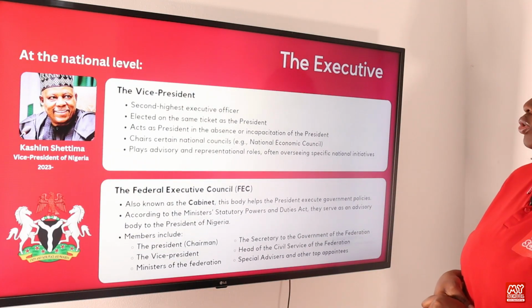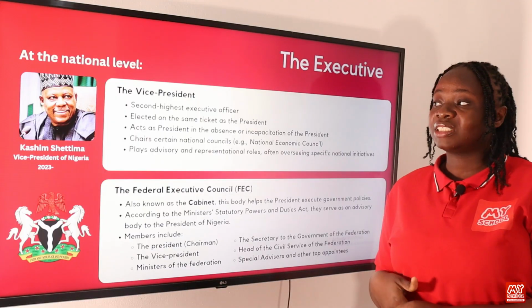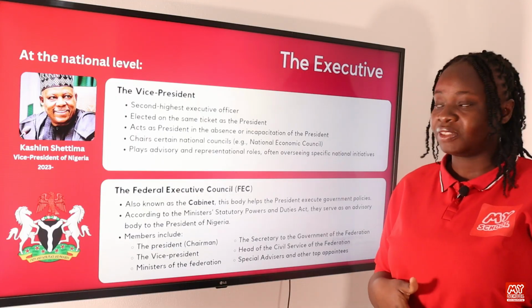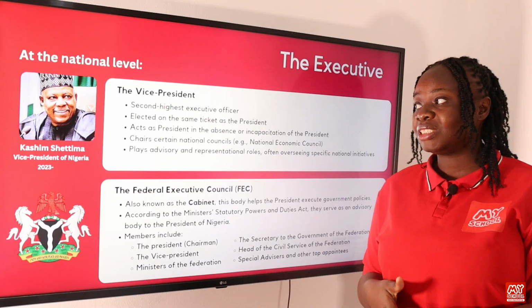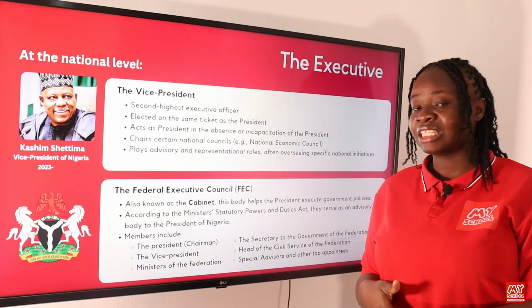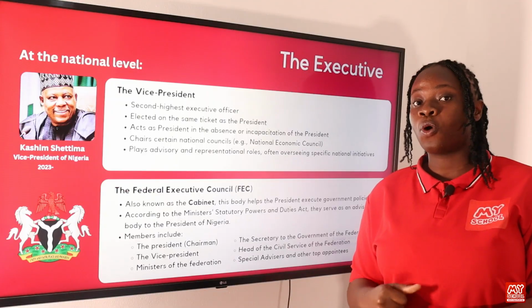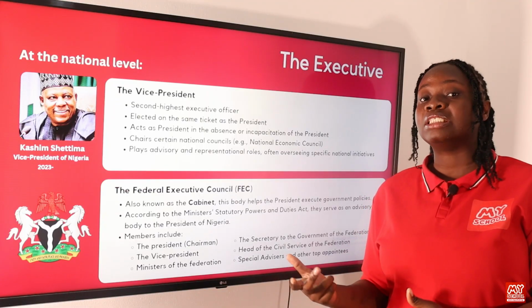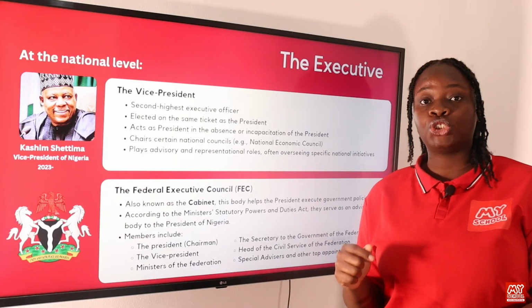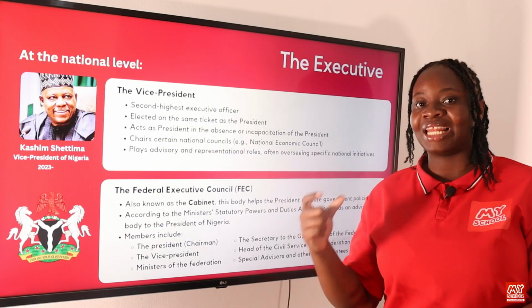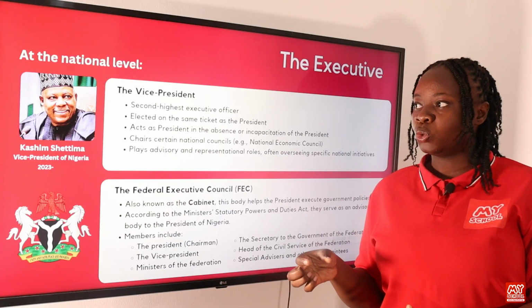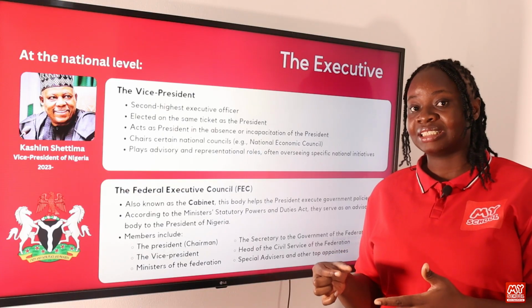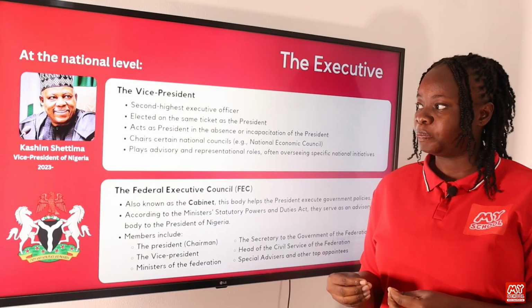All right, now we're going to discuss the vice president. So the vice president is the second highest executive officer. He's elected on the same ticket as the president. This means that before the election in the country, the president has to choose his own vice president, and they have to be elected on the same ticket. So the president, along with the vice president, are elected together by the people.